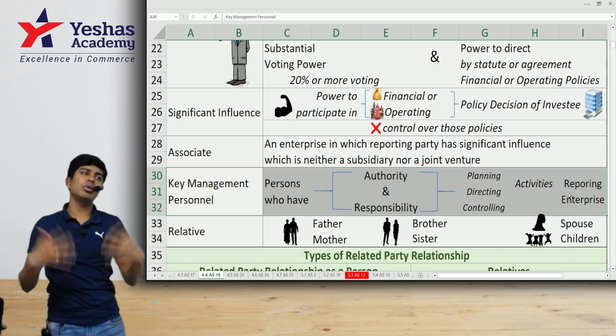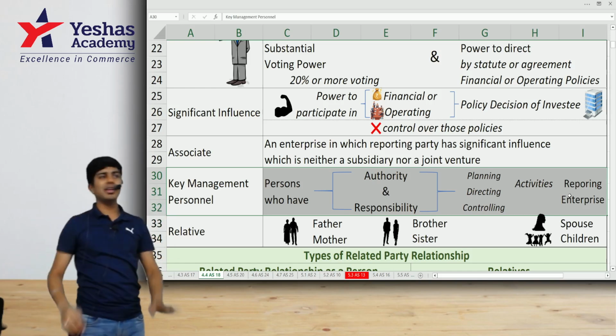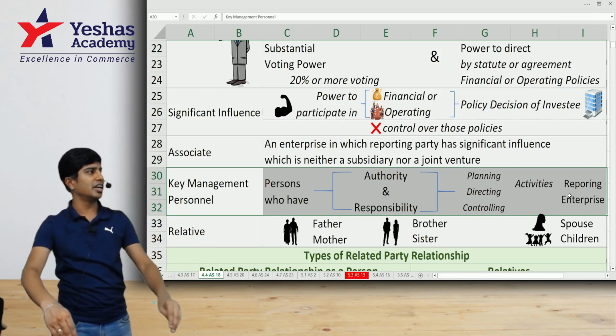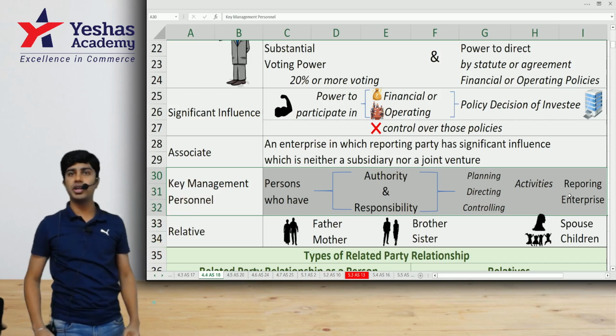You have a designation, but you don't have power. No, not a KMP. So to be a KMP, what is important is not the designation, not the card that is there on the desk, but the power that you have in your hand.